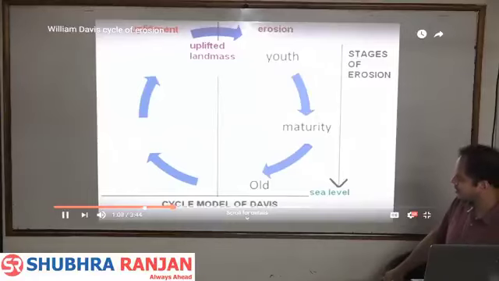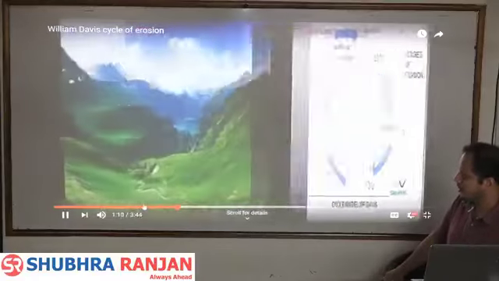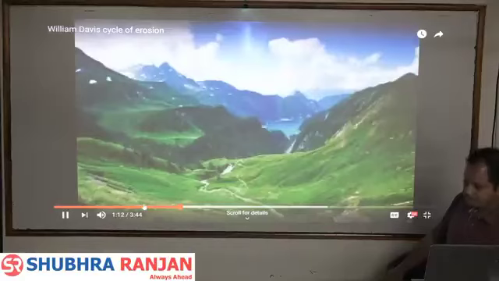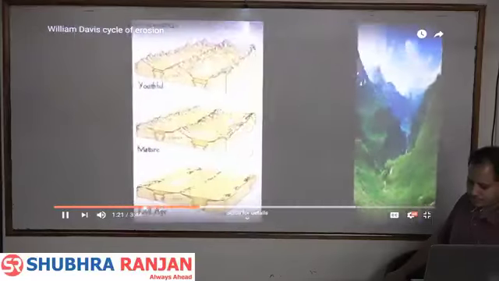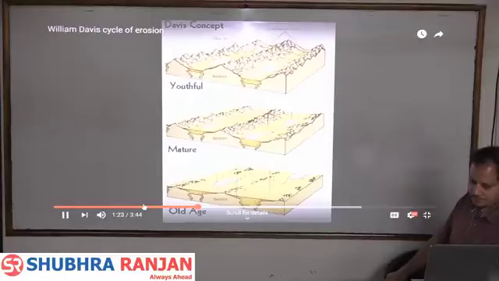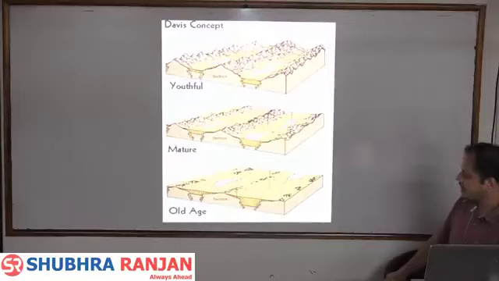Upliftment, erosion, youth, maturity, old age. This is what they are showing you, the youthful stage. You can see the relief height of the landform is greater in the youthful stage, in the mature stage, and in the last में क्या बन गया? Peneplain.